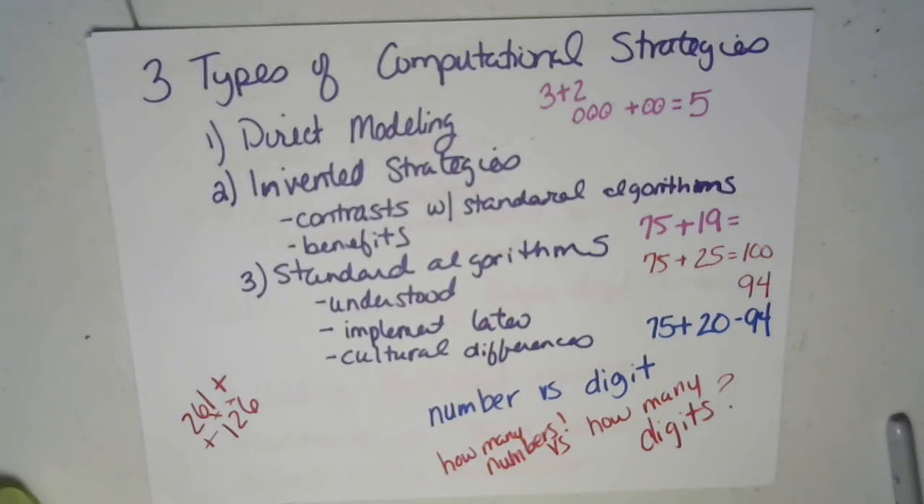First and foremost, apply the same rule to standard algorithms as to all strategies. If you use it, you must understand why it works and be able to explain it. And a lot of times, if you give 3 plus 4, just the standard algorithm, and you ask students, why does this equal 7? Tell me, they won't be able to.